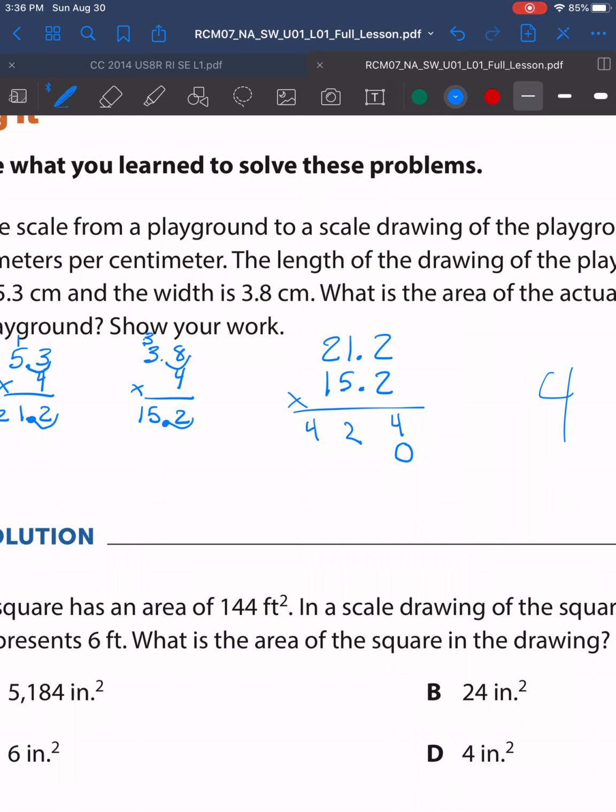Placeholder 0. 5 times 2 is 10. 5 times 1 is 5, plus 1 is 6. 5 times 2 is 10. 2 placeholder zeros. 1 times 2 is 2. 1 times 1 is 1. 1 times 2 is 2. And then add it all up.